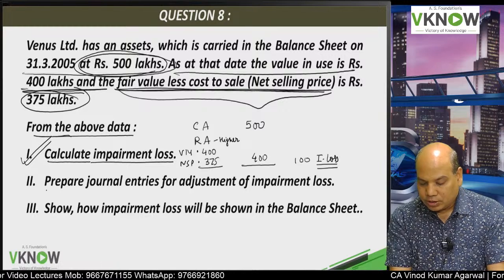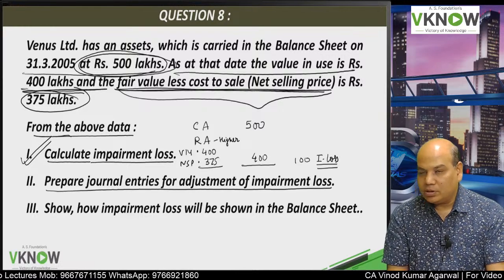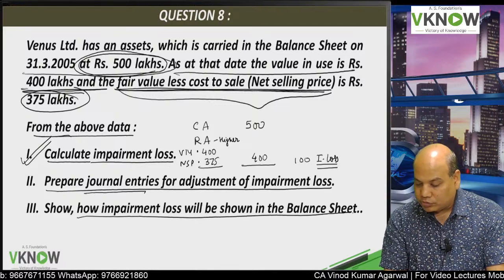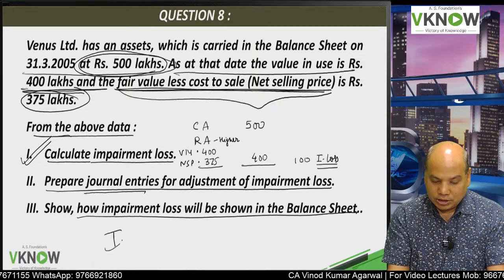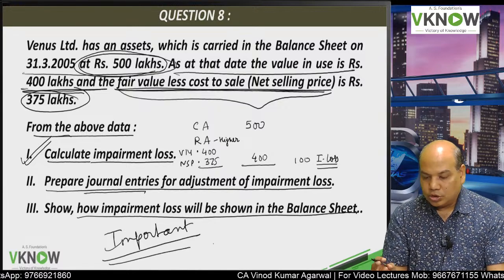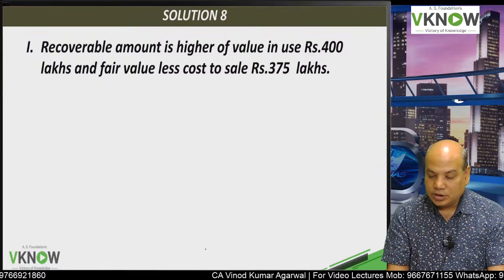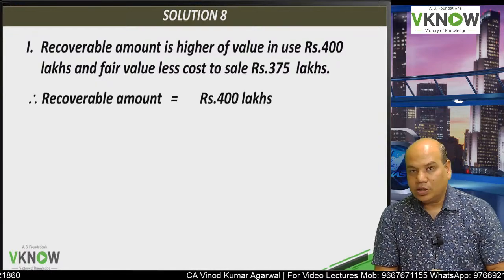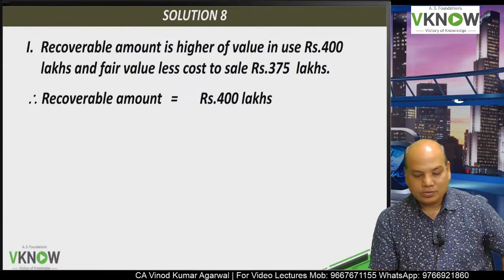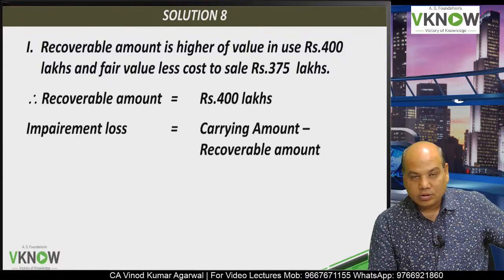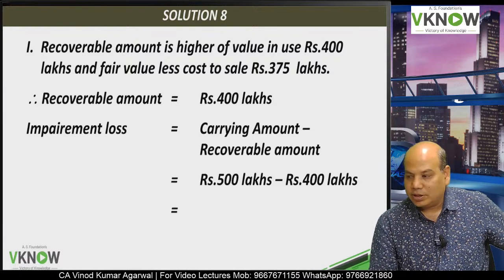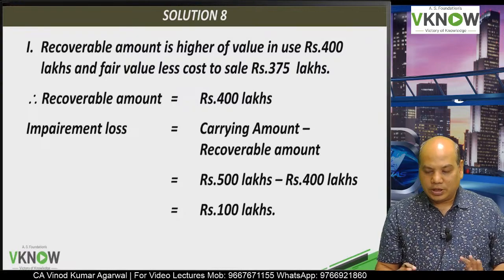Second, prepare journal entry for adjustment of impairment loss. Then you have to pass journal entries. And third, how the impairment loss will appear in the balance sheet. Important question. This is probably in your study material also. So how you present the answer is important. First thing is, recoverable amount is the higher of the two, that is value in use 400 lakh, net selling price 375 lakh, so 400. And impairment loss is carrying amount minus recoverable amount, 500 minus 400 is equal to 100 lakhs.